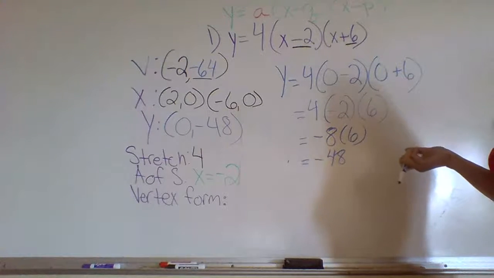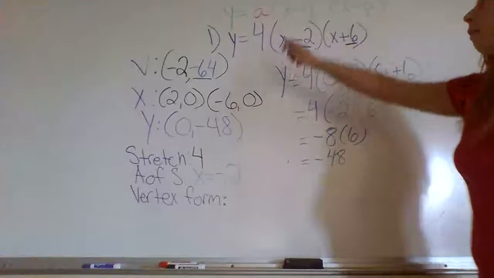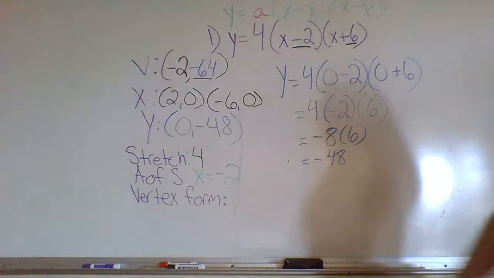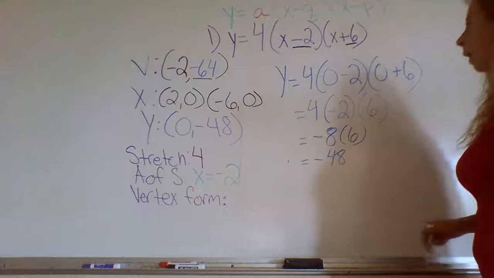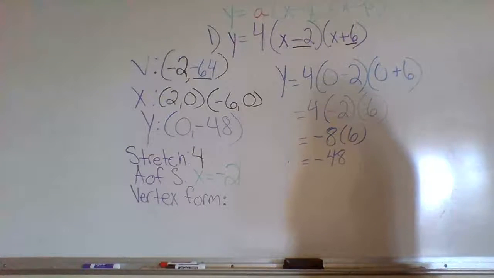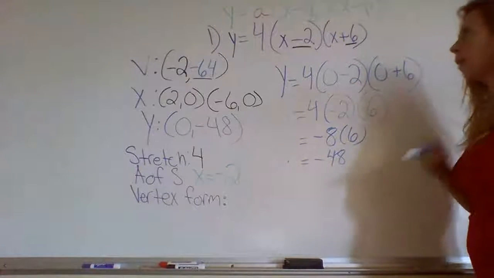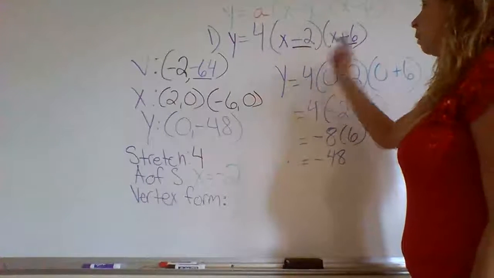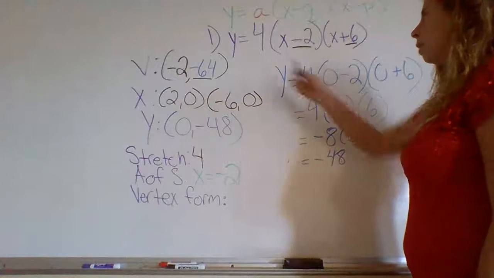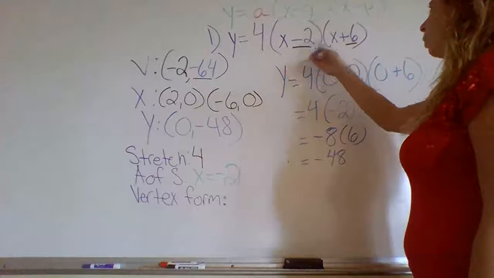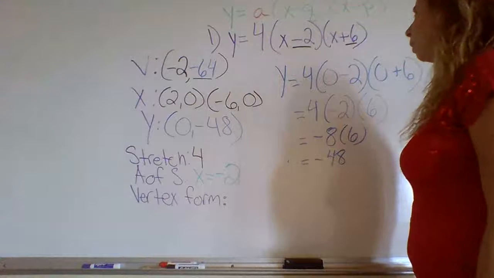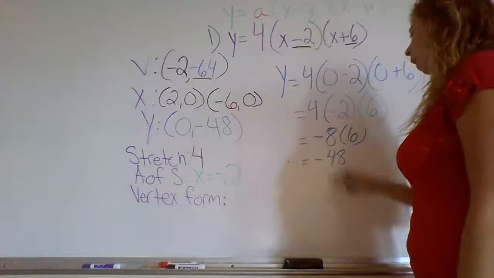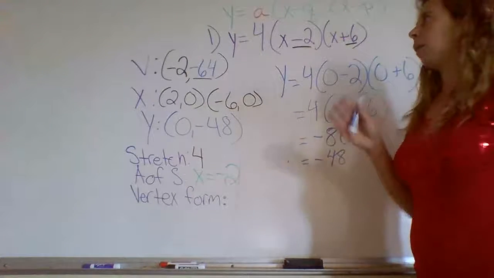there's a quick trick on how to find your y-intercept using factored form. If this trick is going to mess you up, let it go in one ear and out the other. Okay? To find your y-intercept, you just have to multiply the stretch, so whatever's in front, and then times what's inside the parentheses. So you go 4 times negative 2 times 6. 4 times negative 2 is negative 8 times 6, negative 48.